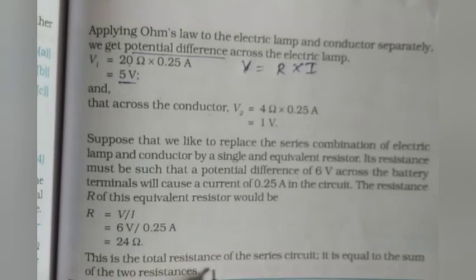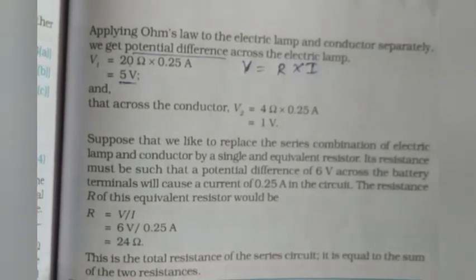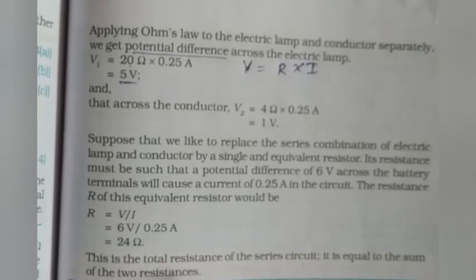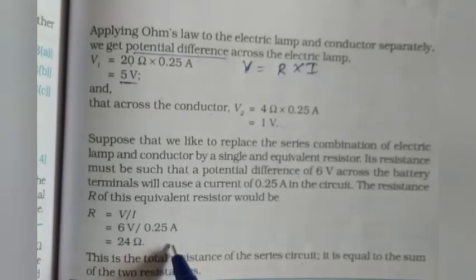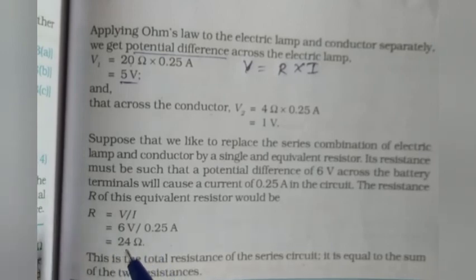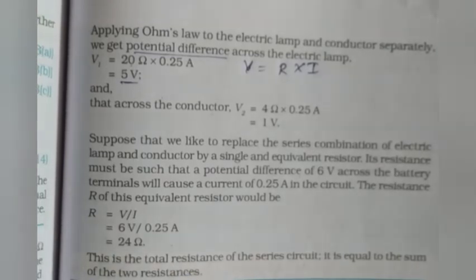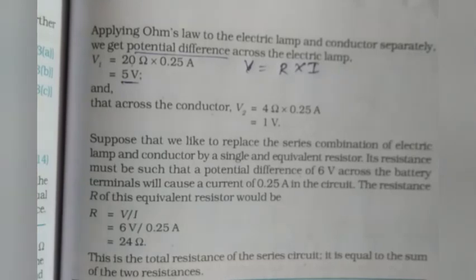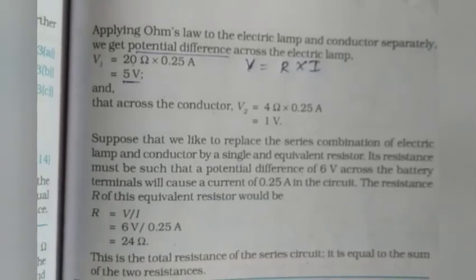Now observe the resistance is 24 ohms. This is the total resistance of the series circuit. It is equal to the sum of the two resistances. Children, don't get confused here. We already found the total resistance offered in the circuit in A. But we have to clarify here that the total resistance in a circuit is equal to the sum of the resistors used in the circuit. Okay.